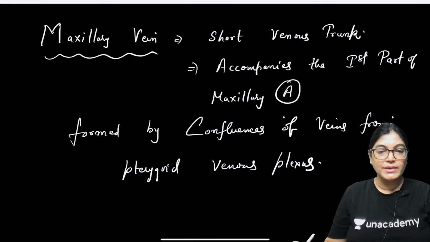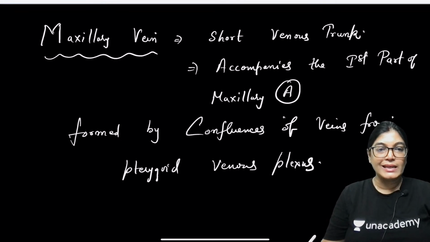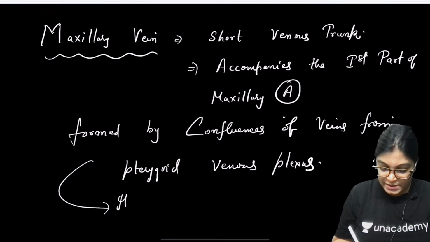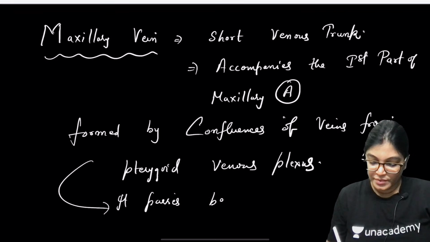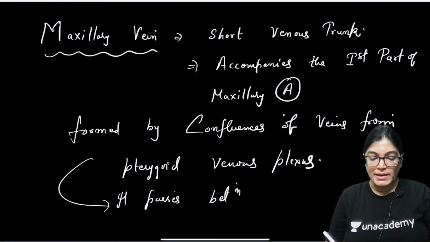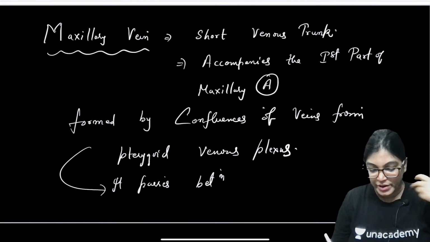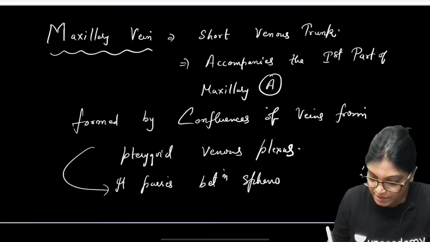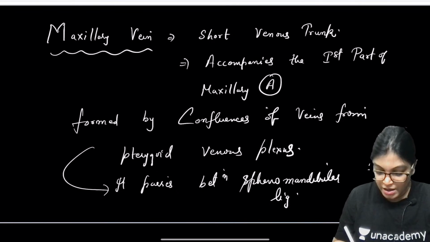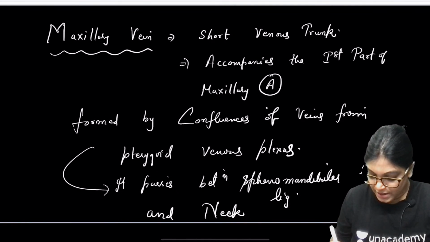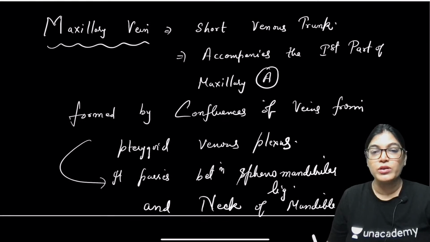Okay, pterygoid venous plexus. And the exact location where it is lying: it passes between the neck of the mandible and the sphenomandibular ligament, same as the first part of the maxillary artery. This space between the neck of the mandible and the sphenomandibular ligament is the exact location of the first part of the maxillary artery, which corresponds to the maxillary vein.